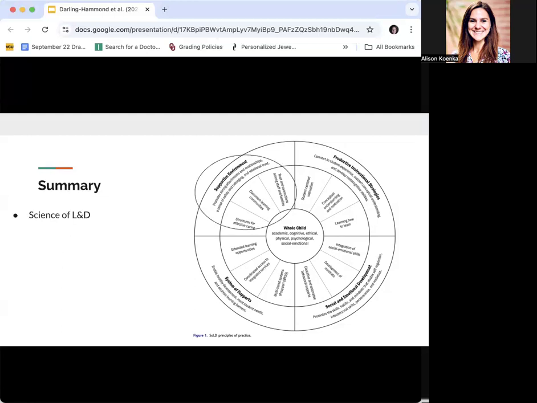So let's dive in. I'm going to try to be really brief here, but also to provide enough details that it supports, supplements, and adds to your understanding of the article. They begin every section, including this first section related to supportive environmental conditions, by summarizing the science of learning and development. That's what I mean by the L&D here on this slide. So what does the science of learning and development tell us about what's needed to foster supportive environmental conditions?